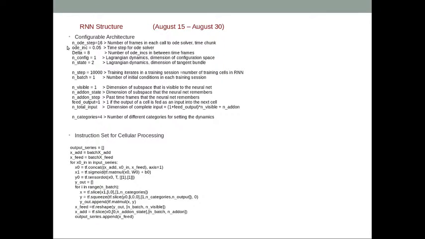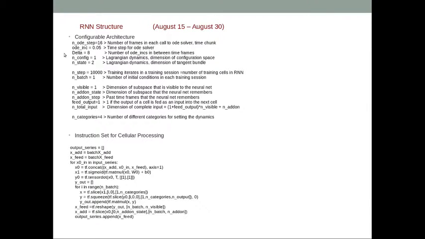Next we have an ODE increment. That's the time step for the ODE solver, or the time resolution over which the ODE solver is going to solve for the differential equations. This can have high resolution and can be different from the time step between two cells in the RNN, or the time step between two time frames.